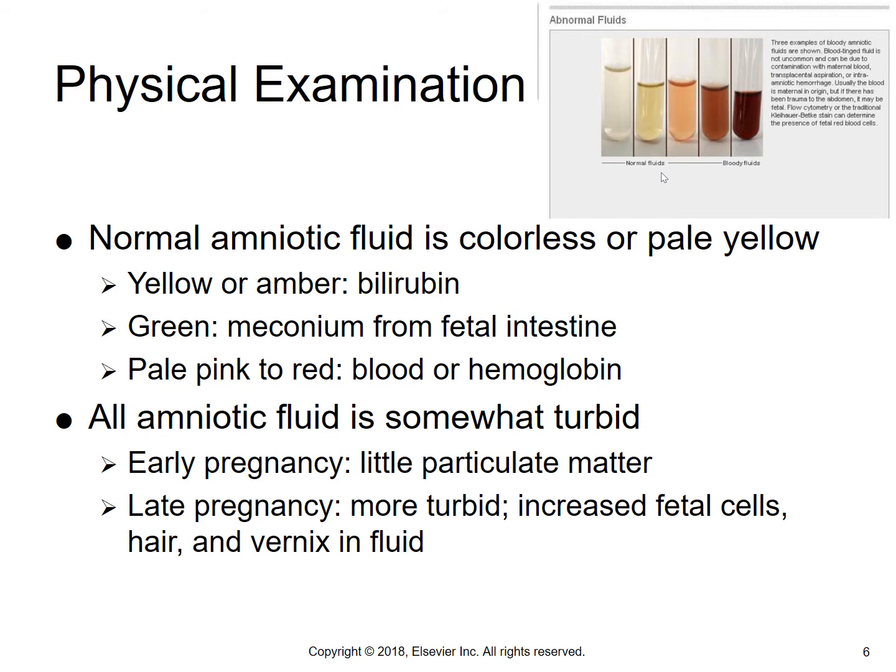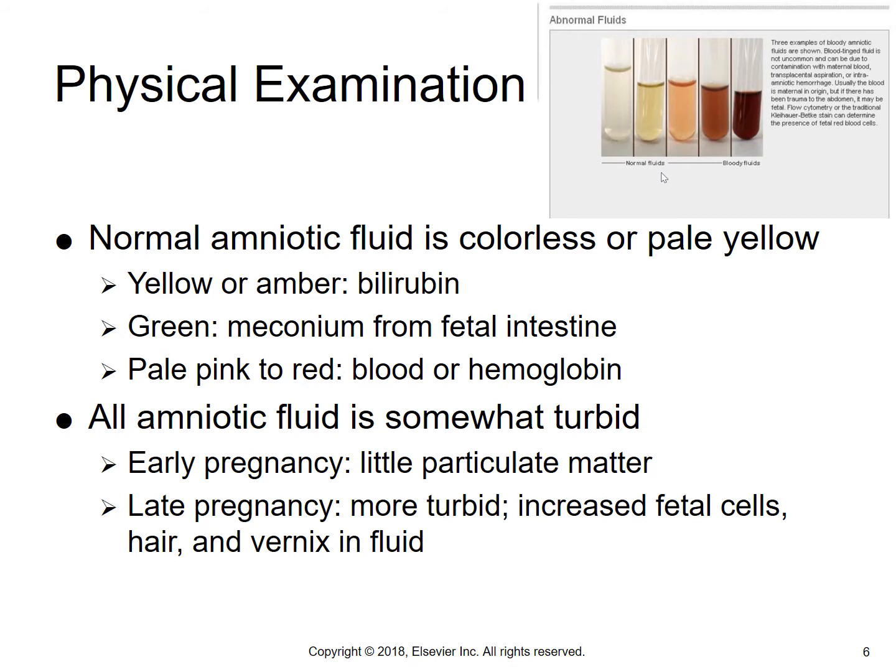Now, meconium is a gelatinous or mucus-like material that forms in the fetal intestine as a result of swallowed amniotic fluid and fetal intestinal secretions. Biliverdin is responsible for a dark green color. Blood can also cause contamination and result in a pale to red color. If blood is present, it should be centrifuged to remove any intact cells before hemolysis occurs, because this can interfere with the other tests being done.